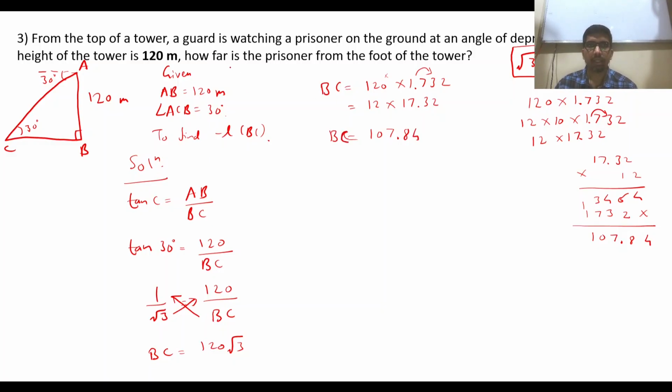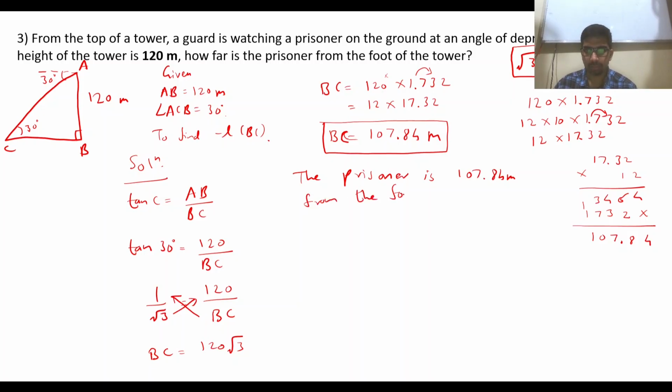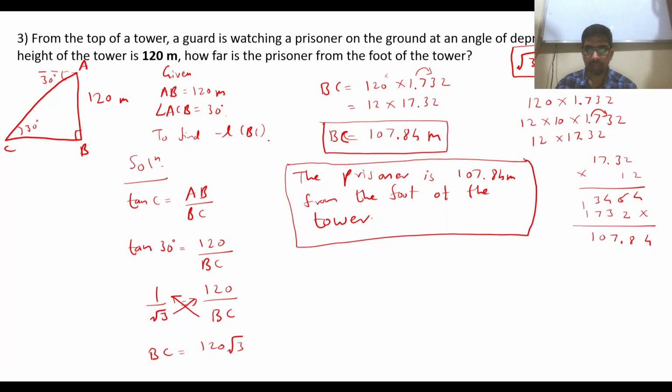We have been asked how far the prisoner is from the foot of the tower. So yes, this is okay. So we can write: the prisoner is 107.84 meters away from the foot of the tower. So this is the question. It's a very easy question, so please go through it, and now we'll go for the next sum. Okay, let's go.